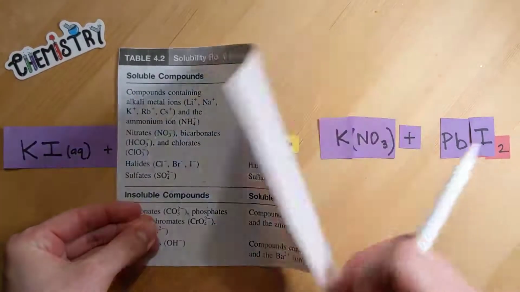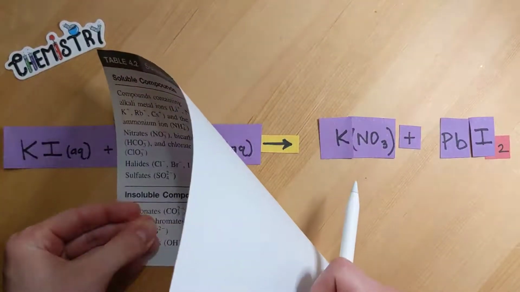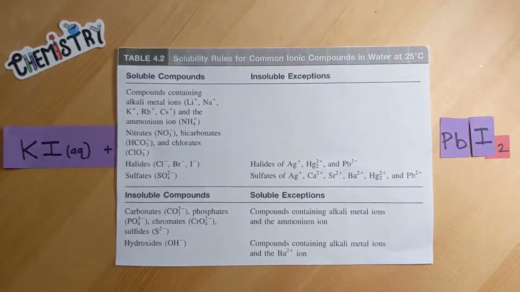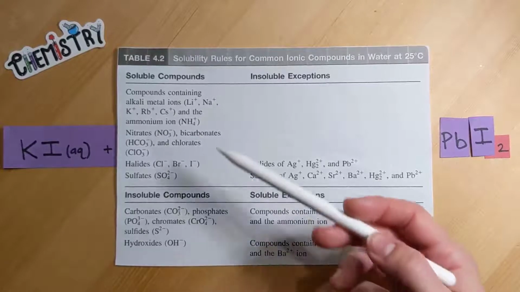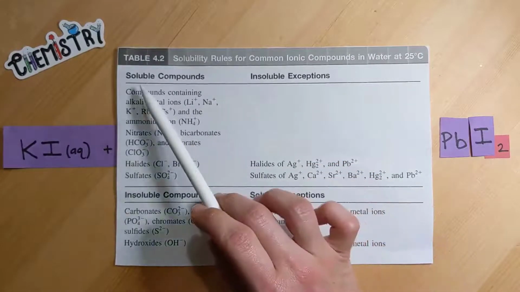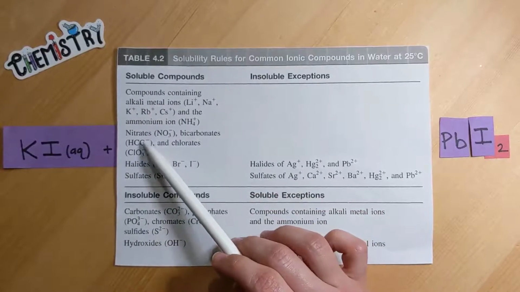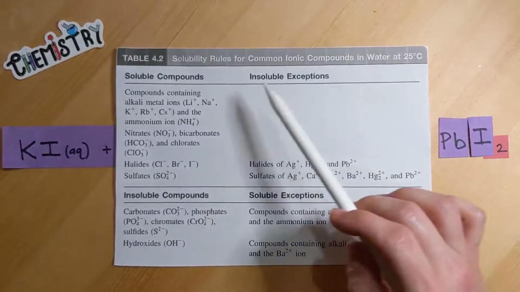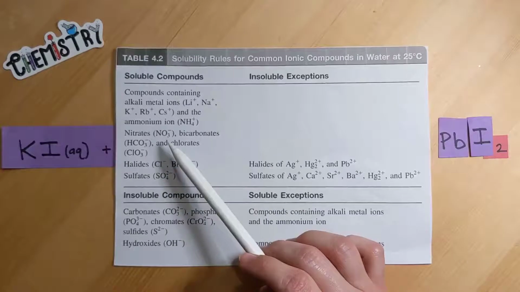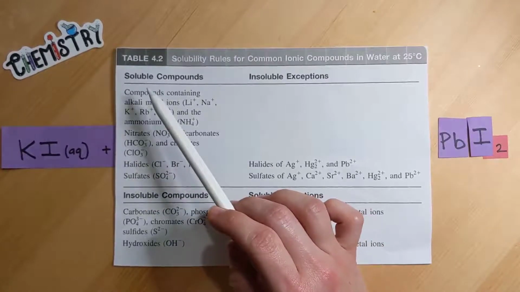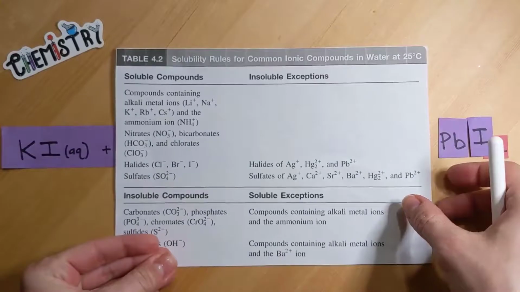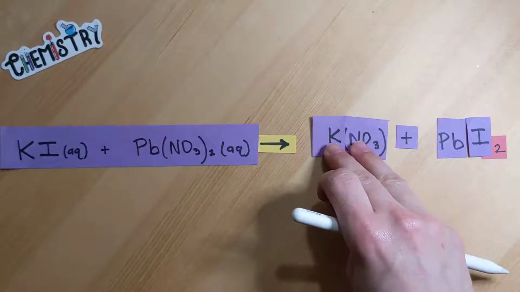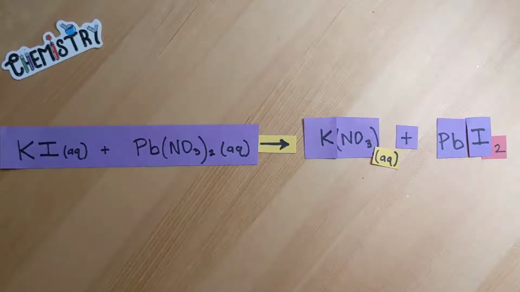Let's take a look at this first one. KNO3 is our first product. So let's see if we can find KNO3. Now, we're not going to find KNO3 exactly. However, we do find under soluble compounds nitrates, so anything that's combined with an NO3. We see over here that there are no exceptions to this rule. So if we have a nitrate present, that means the compound will be soluble, and we would therefore need to put an aq after the compound, just like this.